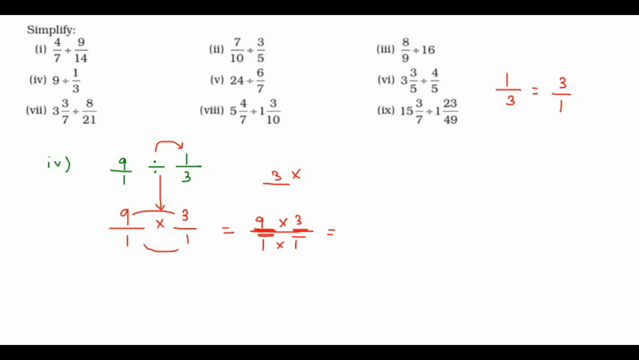So straight multiply: 9 into 3 will give me 27 in the numerator and 1 into 1 will give me 1 in the denominator. Now remember, whenever you have 27 in the numerator and 1 in the denominator, ignore the 1. Final answer will be only 27.